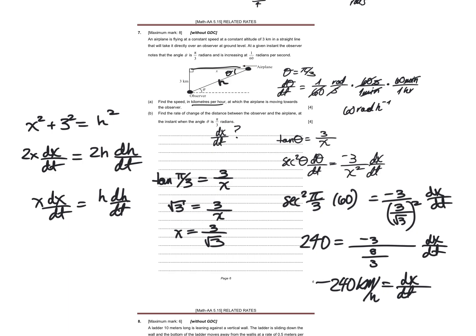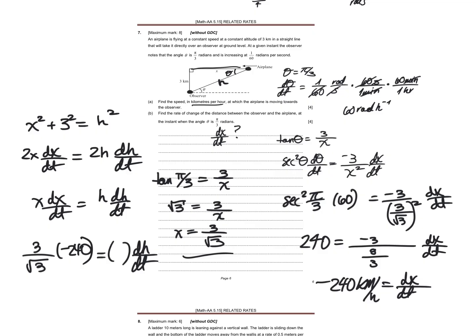All right, so x is going to be this, and then dx/dt, because this is all happening at pi over 3, which is the same situation for a. So dx/dt is negative 240, and h we have to find out, because the whole goal is to find dh/dt. So we're going to find out h.